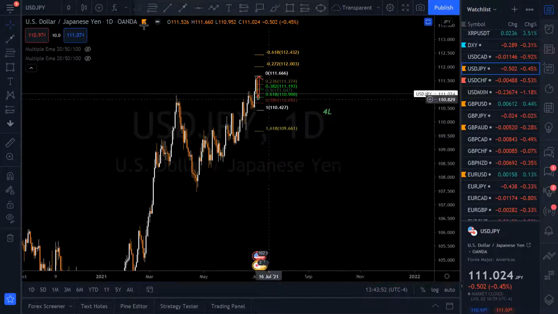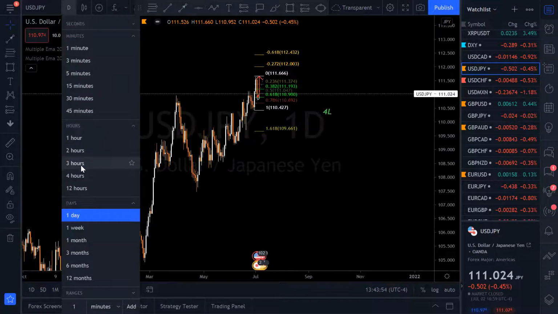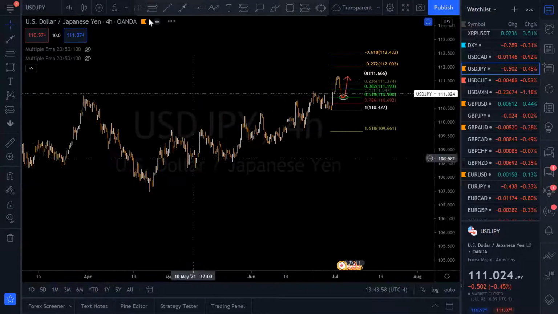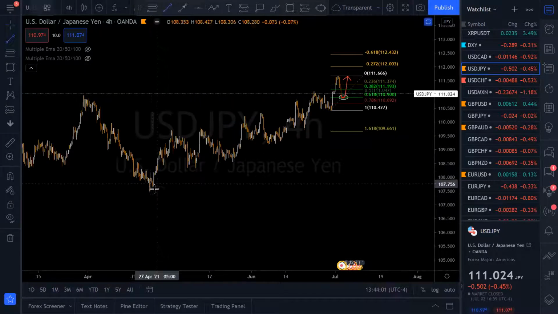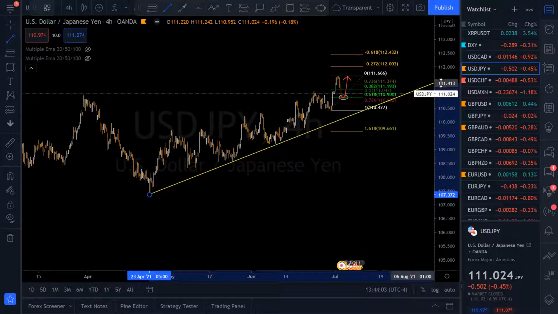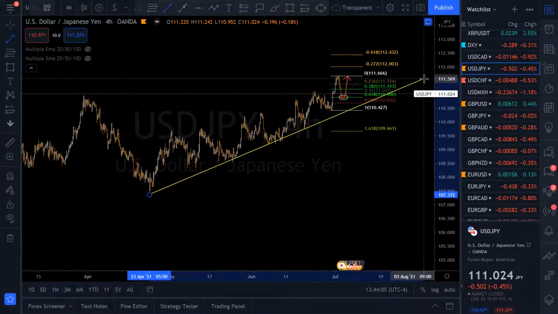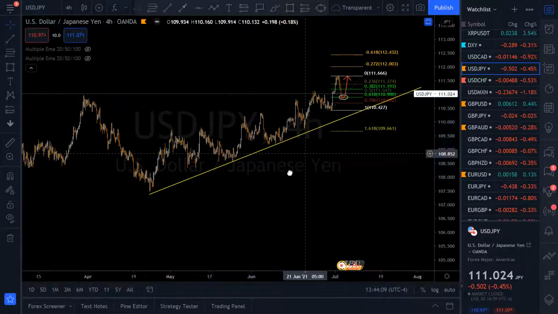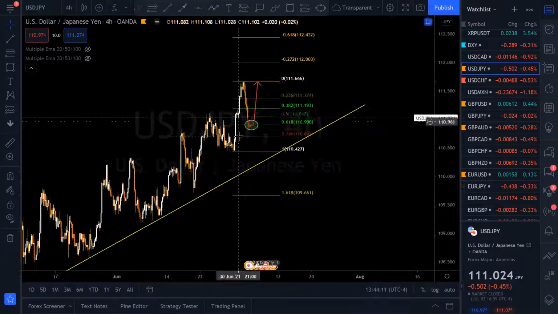On the daily, I'm going to just get right down to it. We have this uptrend here, and it's been respected up to this point, with a lot of contact there. We see that we had an impulse to the upside, and this is the correction.